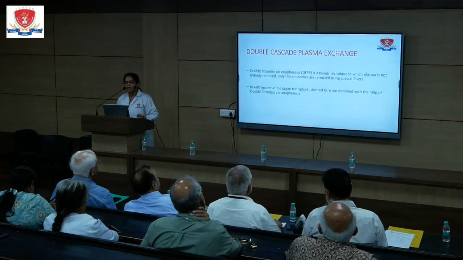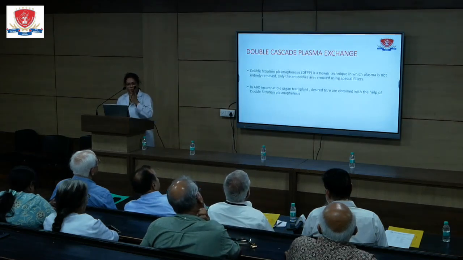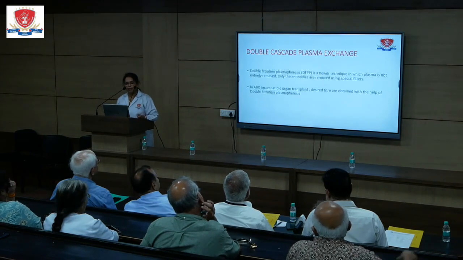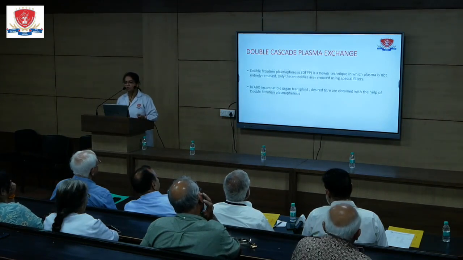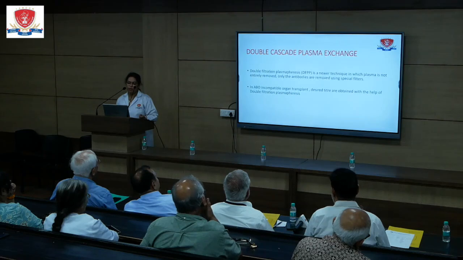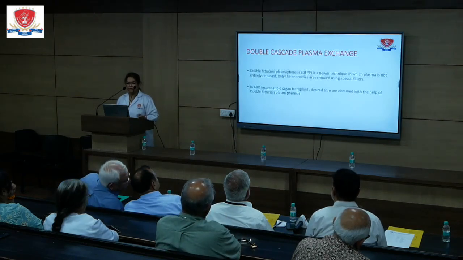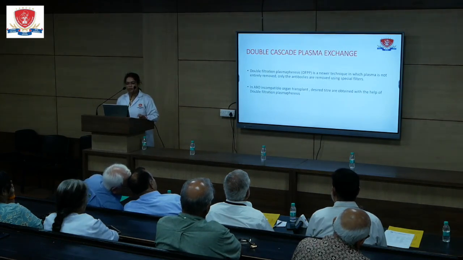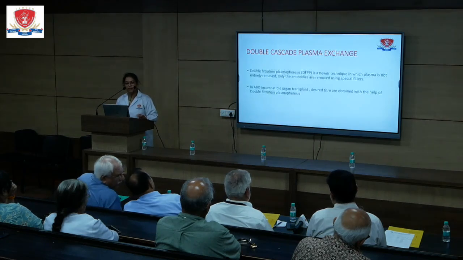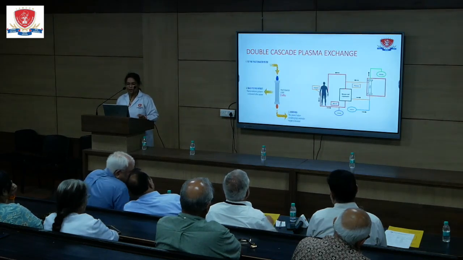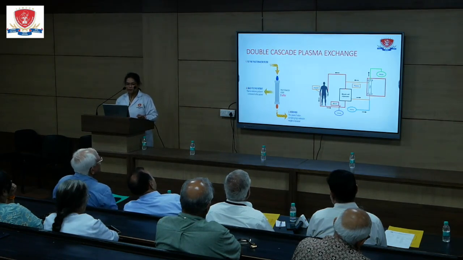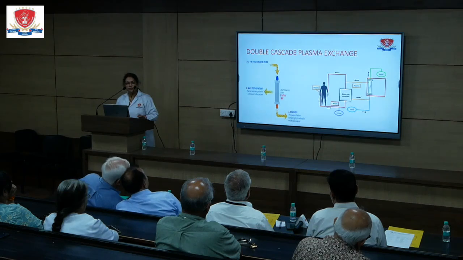Our next procedure is double cascade plasma exchange. Double filtration or double cascade plasmapheresis is a newer technique in which plasma is not entirely removed, but only the antibodies are removed using specialized filters. It is mainly used in ABO incompatible organ transplant where desired titers are obtained with the help of this double cascade plasmapheresis. You can appreciate in this picture the filter that is used. We are using the Evaflux filter.